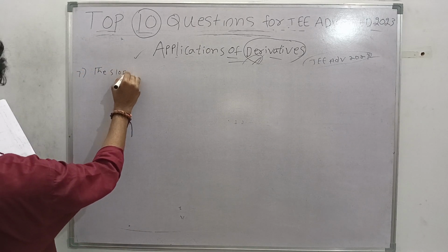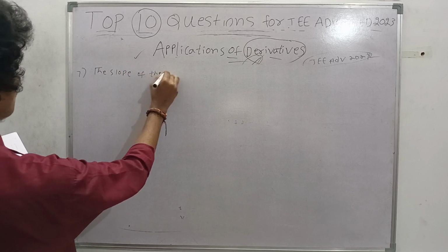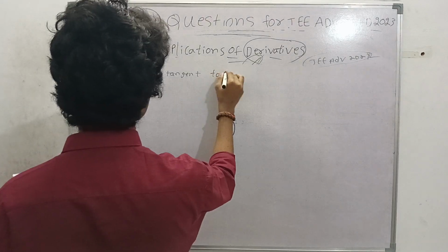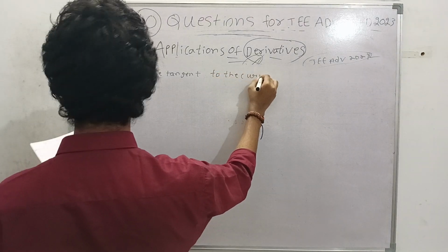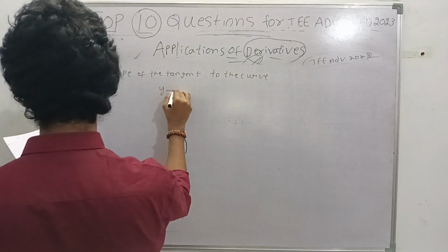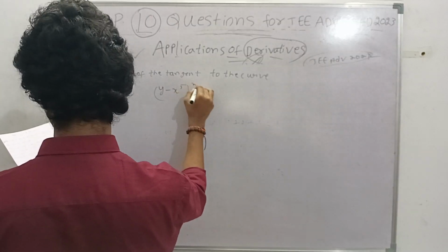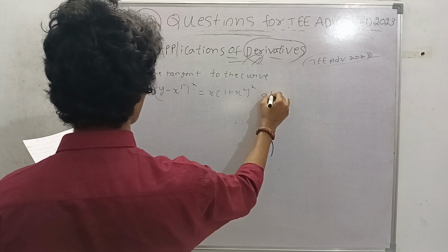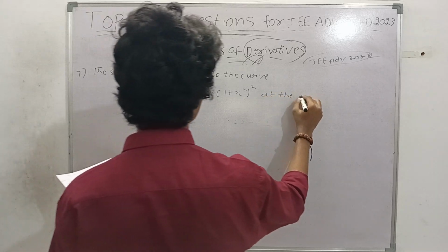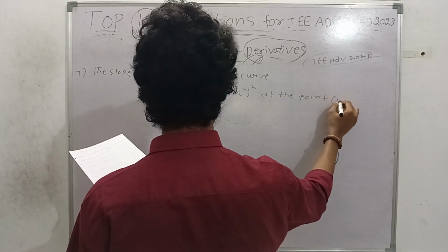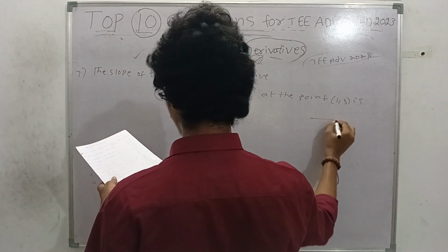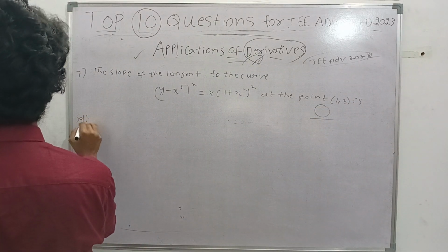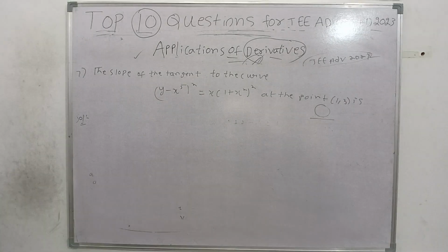The slope of the tangent to the curve (y minus x power 5) whole square equal to x into (1 plus x square) whole square at the point (1, 3). It is a simple question, but it is a JEE Advanced question. This type of question is very important, that is how to find the slope of the tangent.